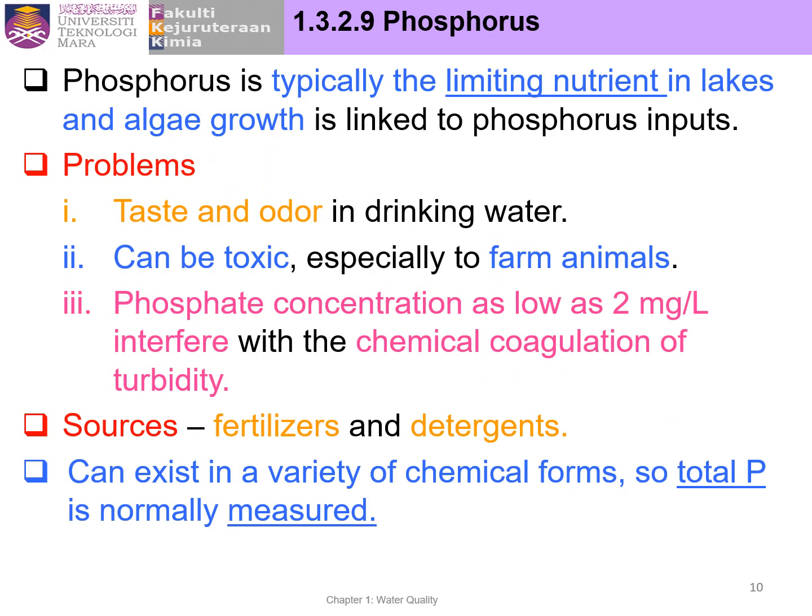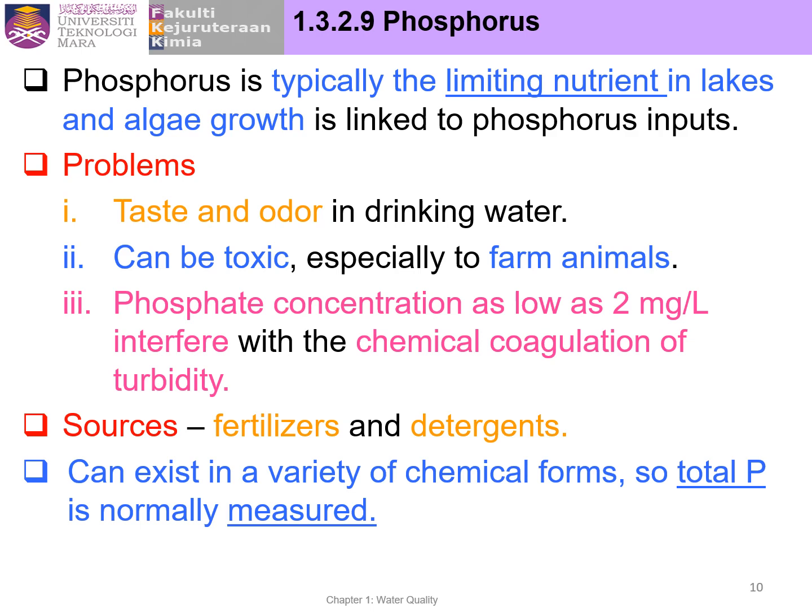The next substance is phosphorus. Phosphorus is typically the limiting nutrient in lakes and algae problems. So what is the problem? When you have phosphorus in wastewater, it can give you bad taste and odor. Sometimes phosphorus can be toxic, especially to farm animals. Even at a concentration as low as 2 milligram per liter, it will interfere with coagulation and the turbidity test. Usually phosphorus comes from fertilizers or detergents.